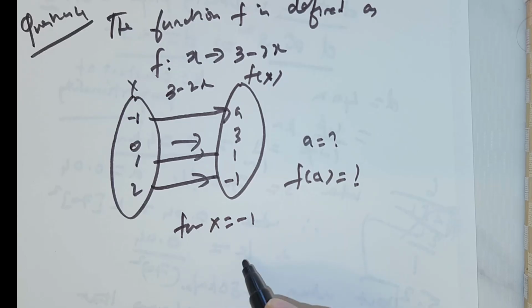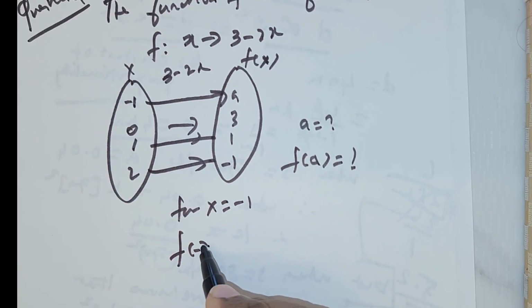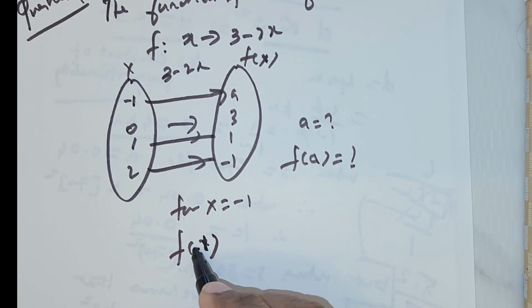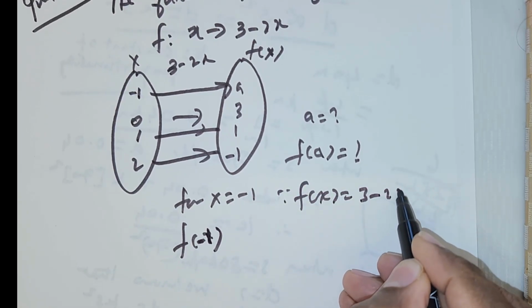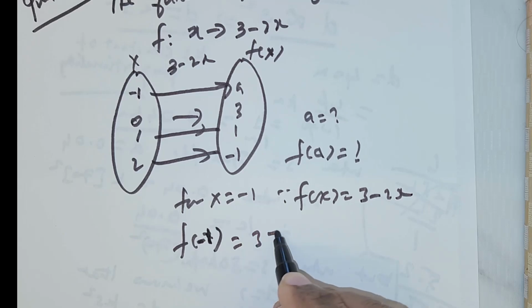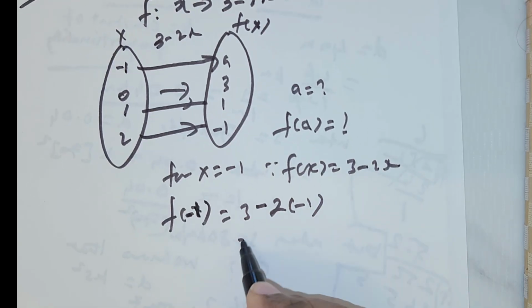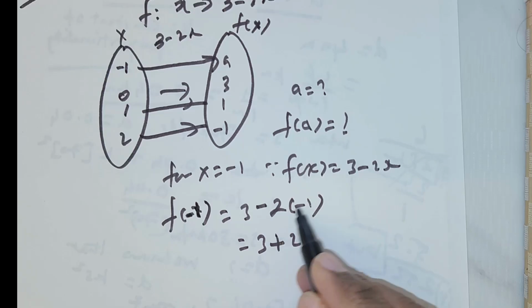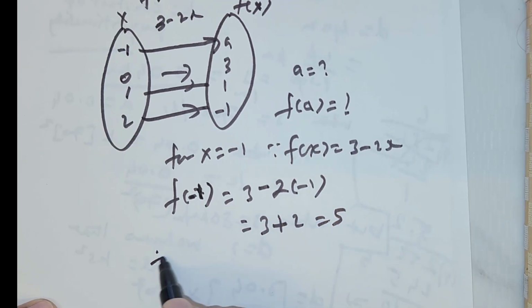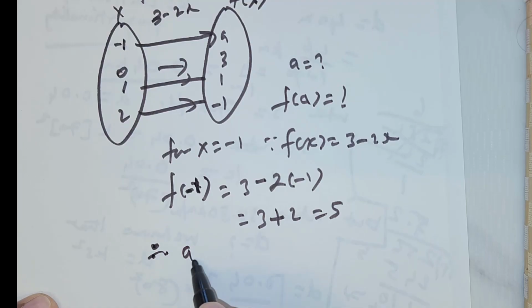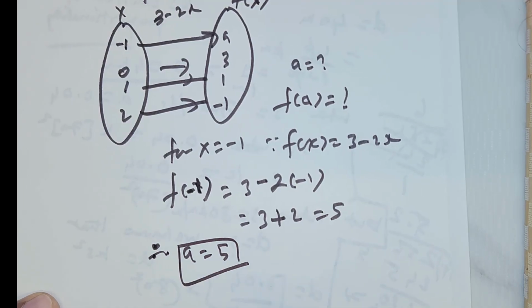So for x equal to −1, we have to find f(−1). Now f(x) is 3 − 2x, so it's going to be 3 − 2(−1), which is 3 minus of −2, multiplied by −1, and that will give me 5. So therefore the value of a is 5.